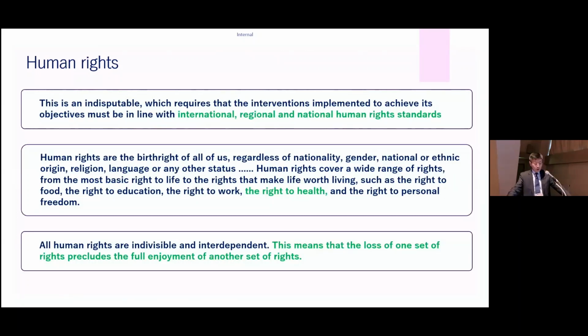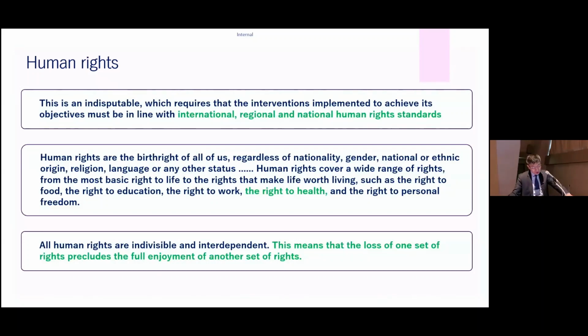Human rights are the rights of all of us, regardless of nationality, gender, national or ethnic origin, religion, language, or any other status. Human rights cover a wide range of rights, from the most basic right to life, to rights that make life worth living, such as the right to food, the right to education, the right to work, the right to health, and the right to personal freedom.